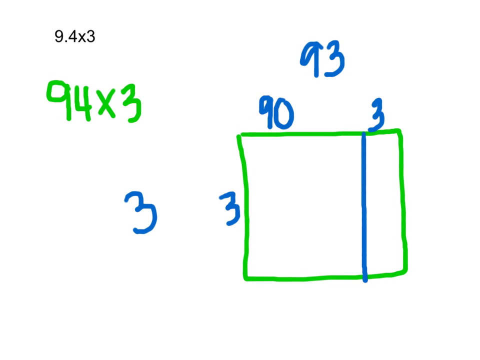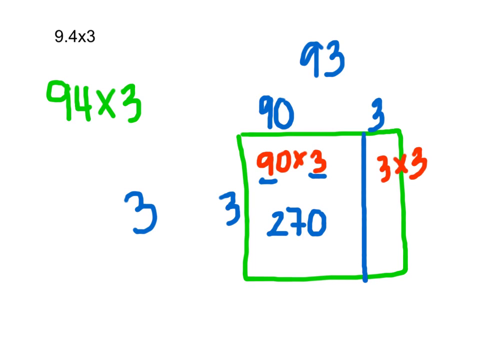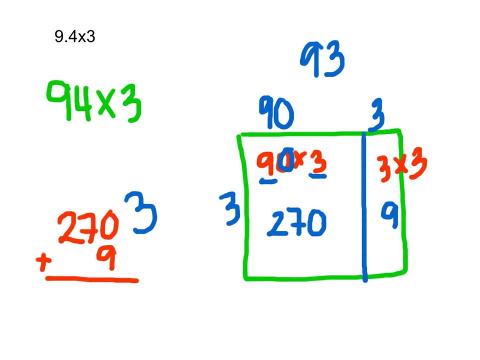Now my problems are going to be 90 times 3 and then 4 times 3. I'm going to multiply the 9 and the 3 together and get 27 and bring down your 0. And then I multiply 4 times 3 and I know that's going to equal 12. Now I'm going to take 270 and add 12. And I know that's going to equal 282.